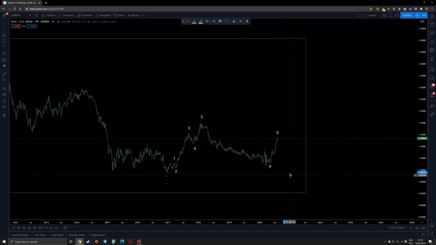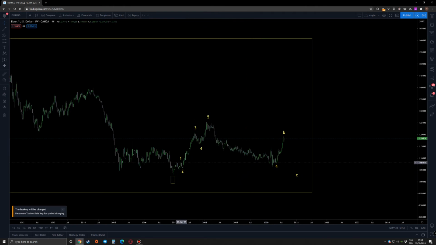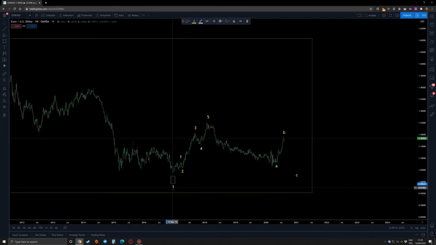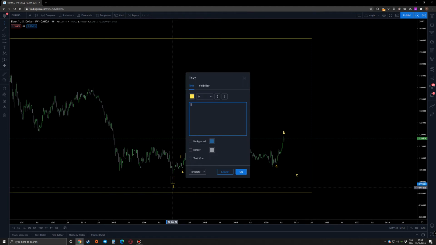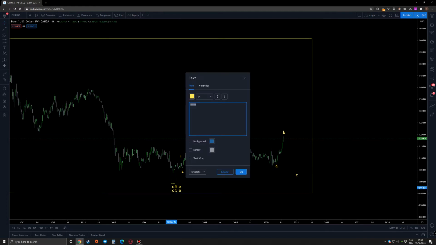Now I will show you all the stuff that is missing here. First of all, in order for me to say that this is a wave 1, I have to finish some degree here with, for example, a C wave or a fifth wave or an E wave or something on this degree, and that degree has to finish something on the bigger degree as well. So it means that it has to finish something here.